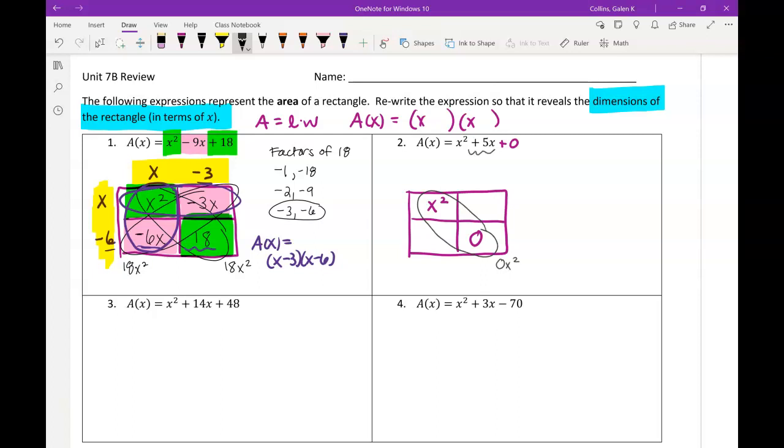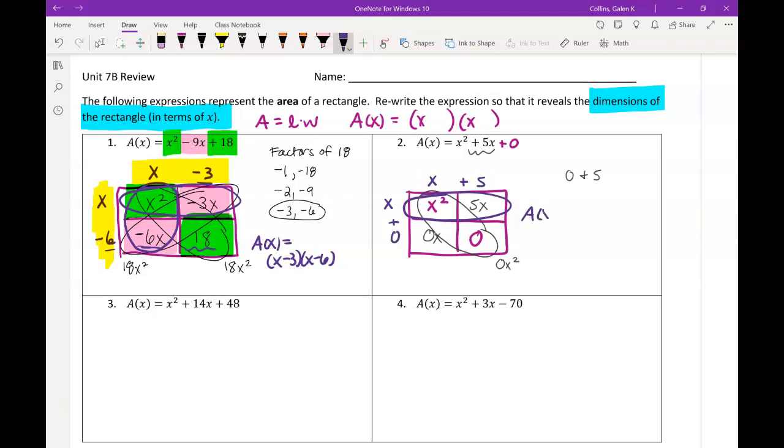Well, 0 times any number is going to give us a product of 0, but I would have to have 0 and 5 to get the sum of 5. So I could put my 5x here and 0x down here if I wanted to. So now when I go to factor, my row at the top, I could pull out an x. I know I need an x here. And then I could think of this rectangle as being x plus 5. I could write a +0 down here.